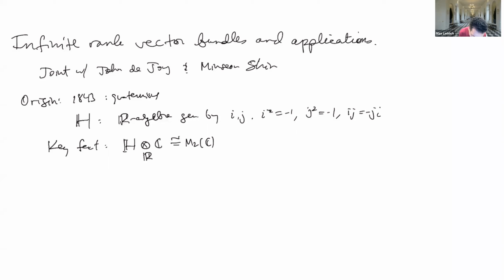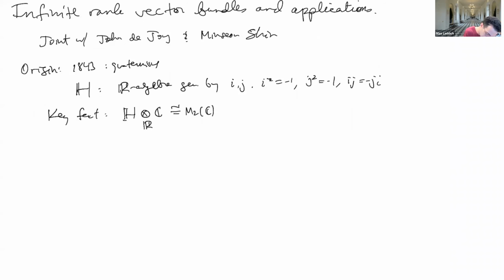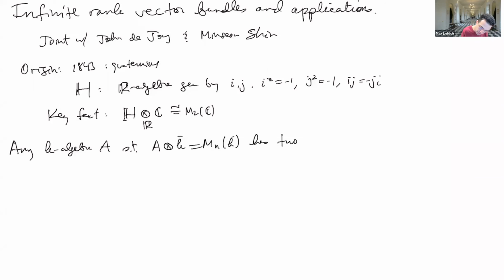And this has two geometric avatars that are useful, one being more useful than the other for the purposes of what I want to say today. So let me point this out. Any K-algebra, any algebra over a field, let me start there, that becomes isomorphic to some n by n matrix algebra over the algebraic closure has two standard geometric avatars, a big one and a small one.